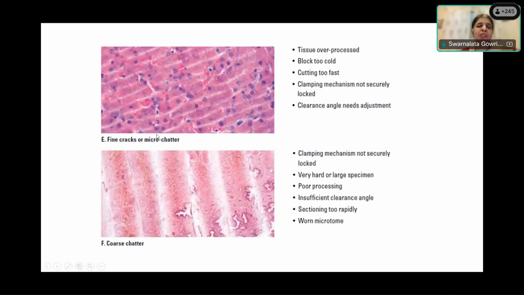Here is what is called chatter. It can be fine like this, or it can be large. Some people call it a Venetian blind sort of defect, and that can happen because your knife is not fixed to your microtome tight enough. The knife is rattling a bit. Sometimes with use, you will find that that knob gets loose and you need to tighten that to get good sections.